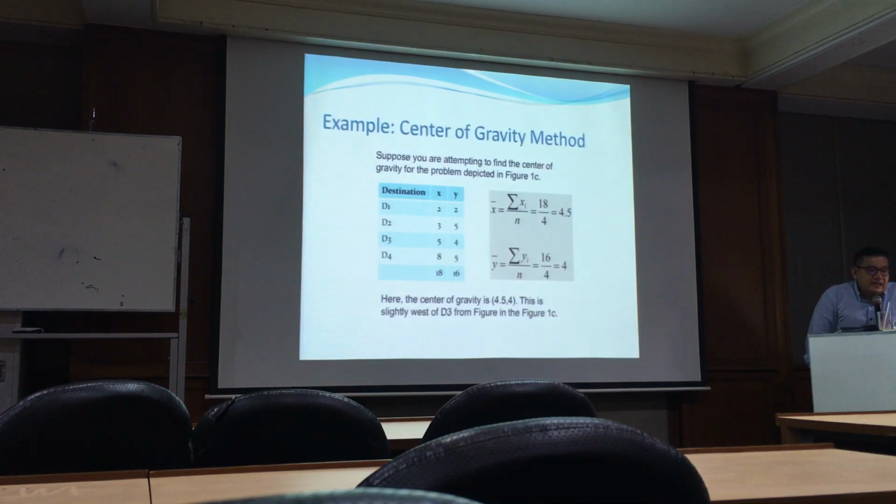For example, in this case, suppose that for each destination D1, D2, D3, D4, I'm going to deliver the product from the distribution center to each of them equally.